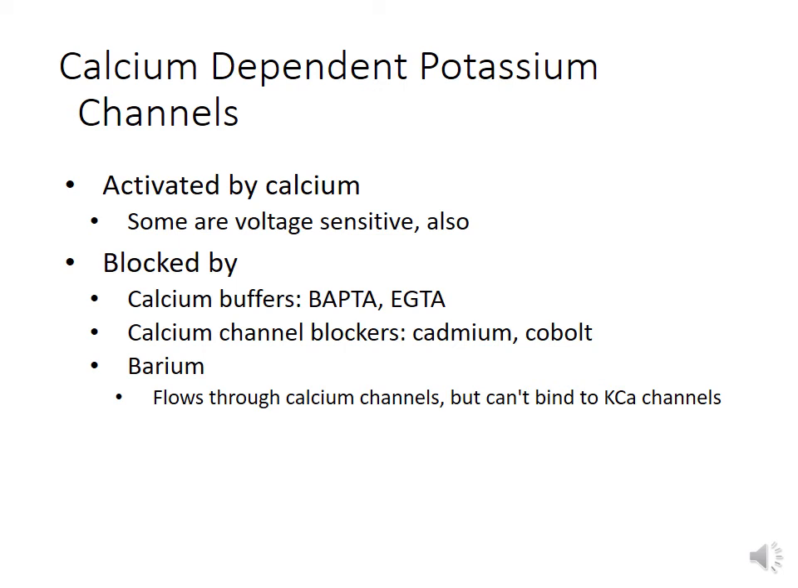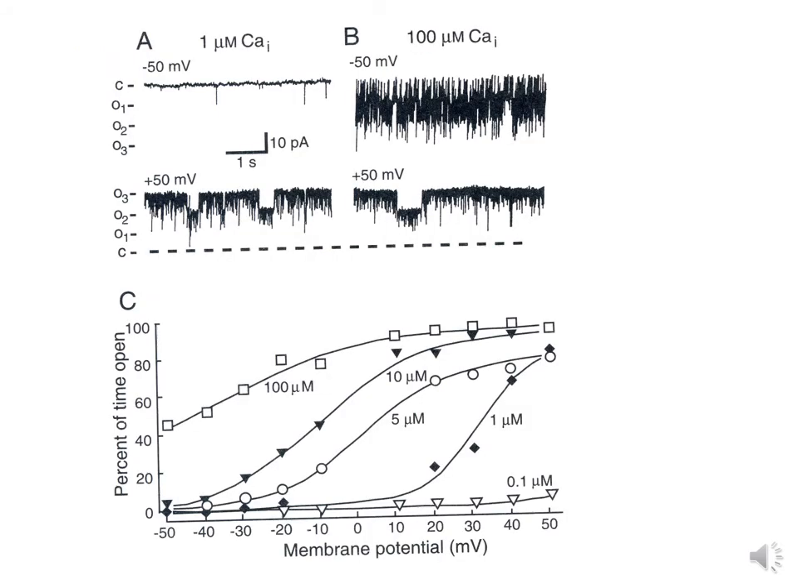So these BK channels are calcium-dependent potassium channels because they activate by calcium, but they are also activated by voltage. They are blocked by calcium buffers in the intracellular environment, such as BAPTA or EGTA, or calcium channel blockers such as cadmium or cobalt. Here is an example of single channel traces for some of those BK channels.